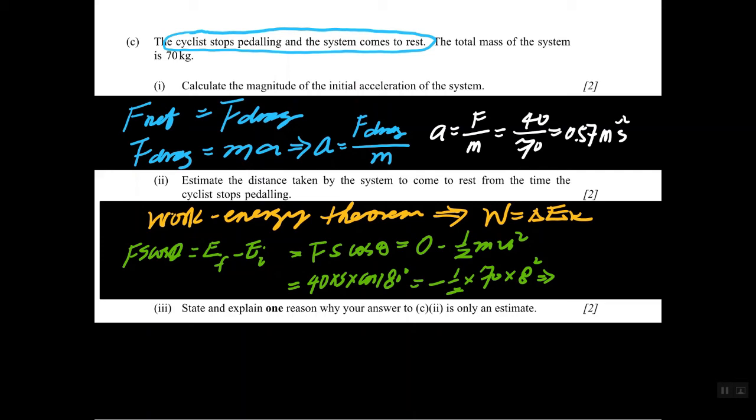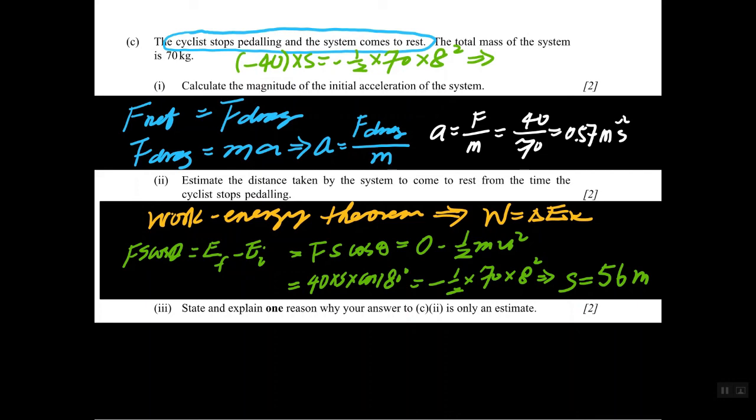Since the direction of the friction force and the distance moved are opposite, they are anti-parallel. The distance moved is forward, but the friction force is in the opposite direction. So the angle between the friction force and the distance moved is 180 degrees. So that's 40 times s times cosine 180 degrees equals minus 1 over 2 times mass 70 times initial velocity 8 squared. That gives us 56 meter.